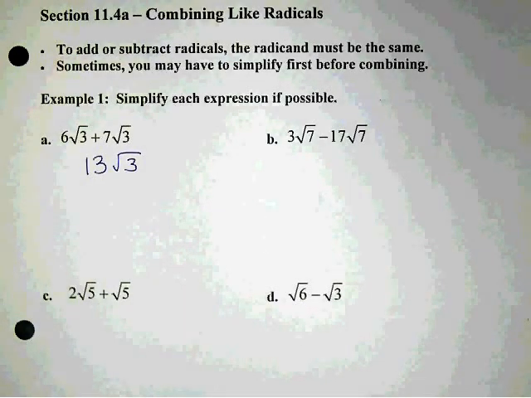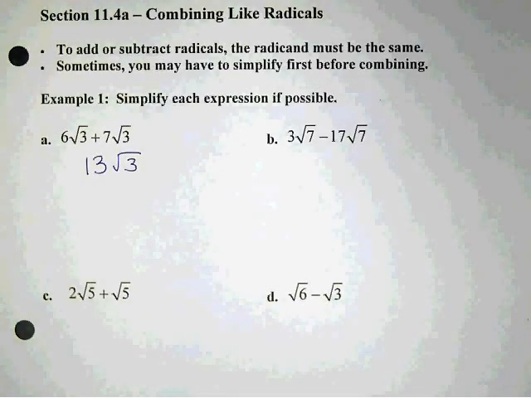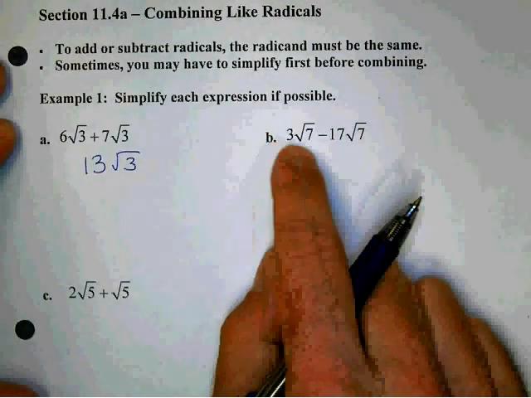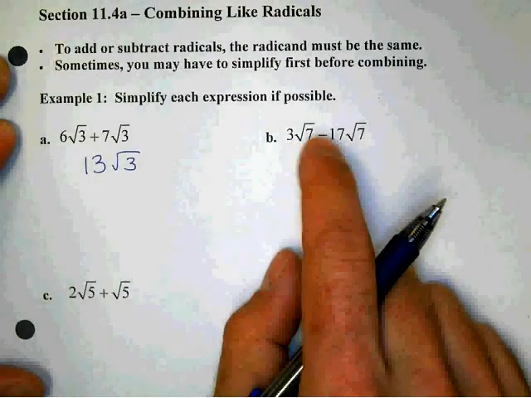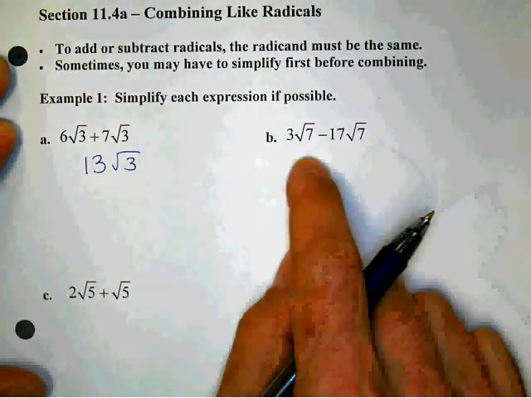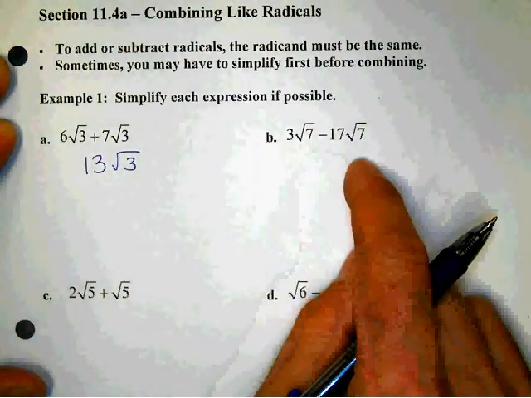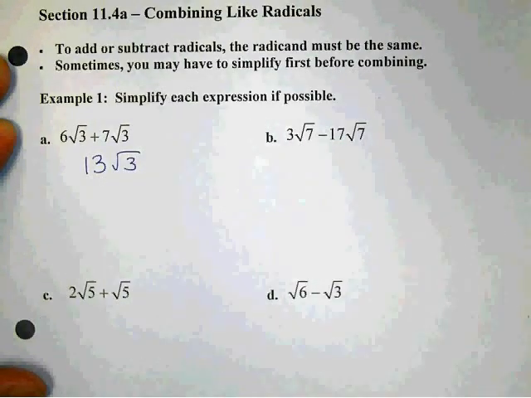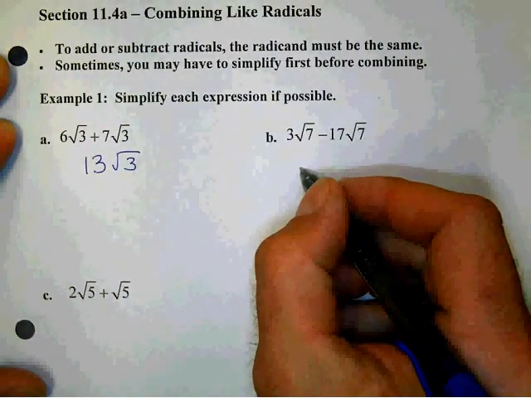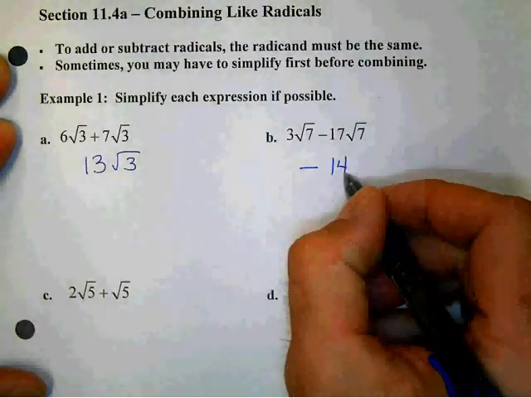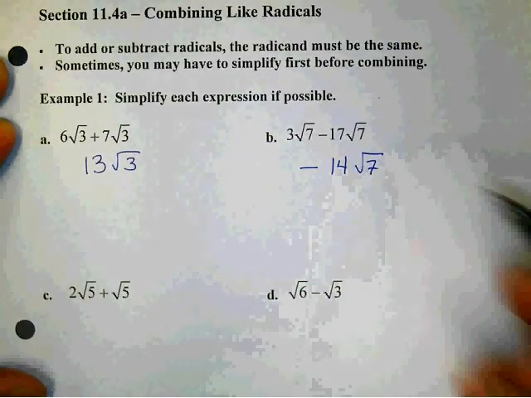All right, next one. 3 square roots of 7 minus 17 square roots of 7. Do we have the same square roots? Yes. So can we combine them? Yes. So negative 14 square root of 7's.